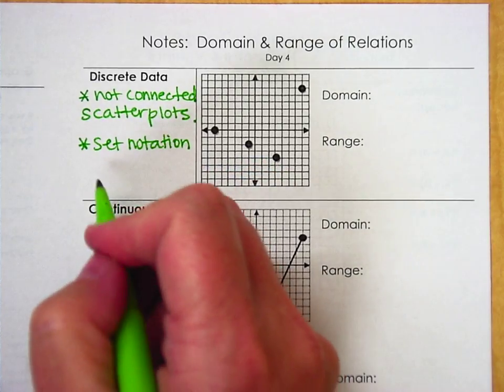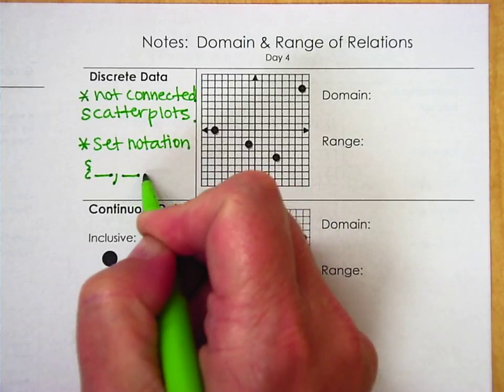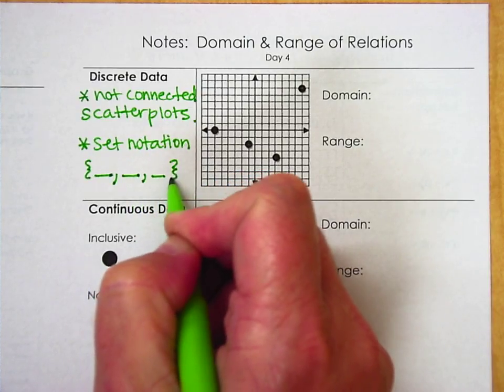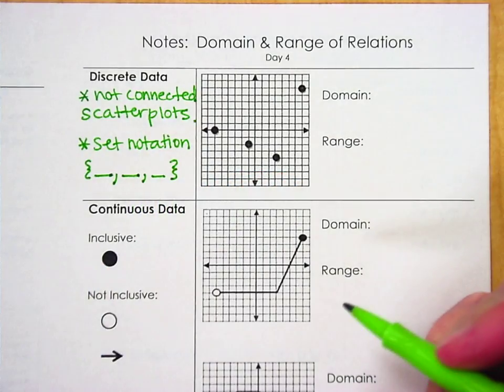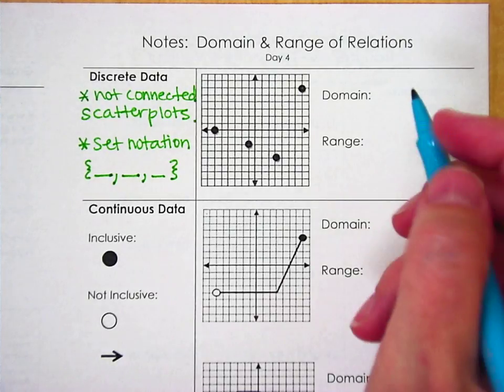For set notation, we use the bracket, and then we have a number, and then a comma, and then another number, and a comma, and so on, until we've covered all the ordered pairs. So let's look at the domain. Which variable is the domain?